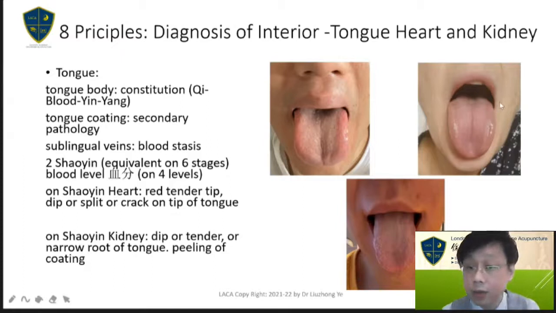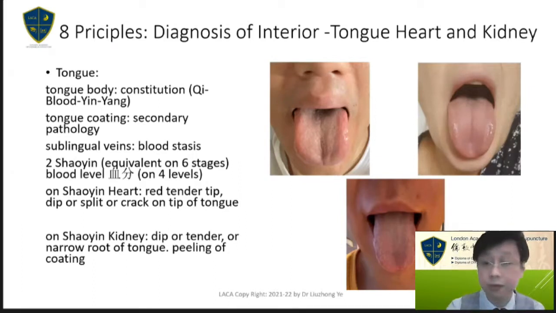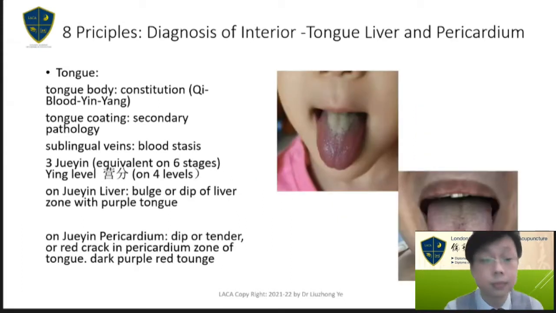And for this lady, you can also see a dip and a kind of narrow root in the kidney area. So she's also having some kidney deficiency type of issues too. Jue-yin is also very important. I think many people have trouble identifying the Jue-yin that precisely.